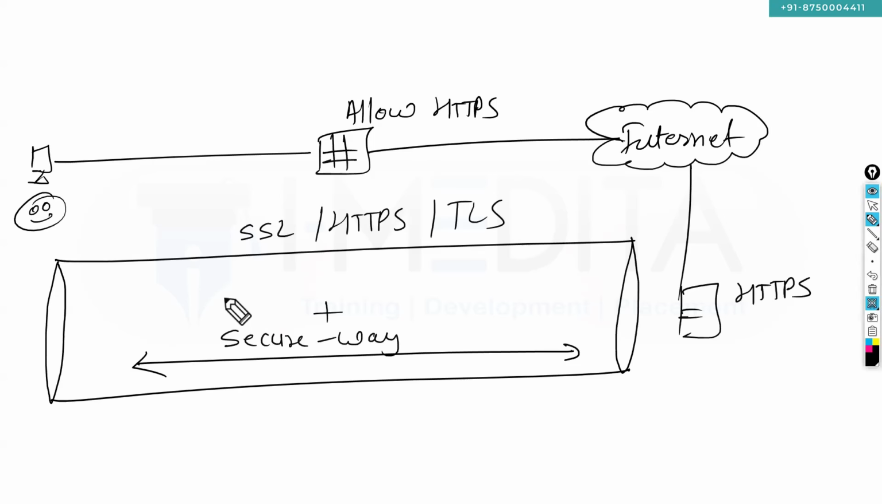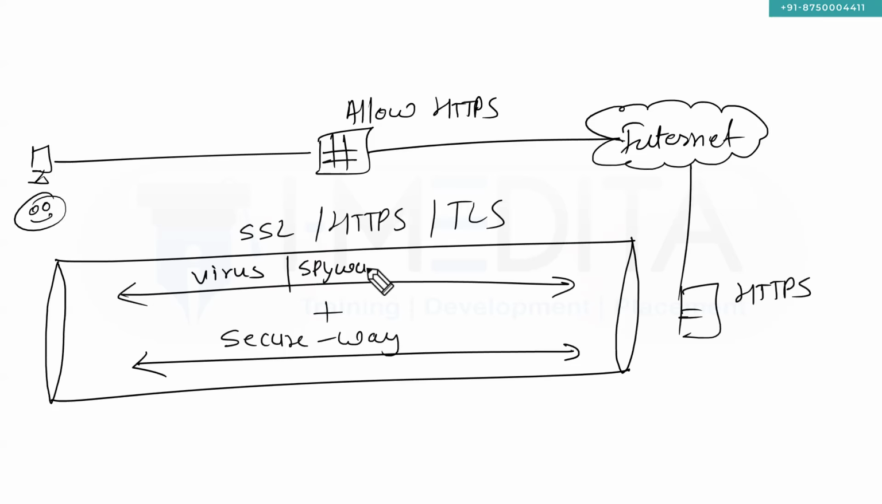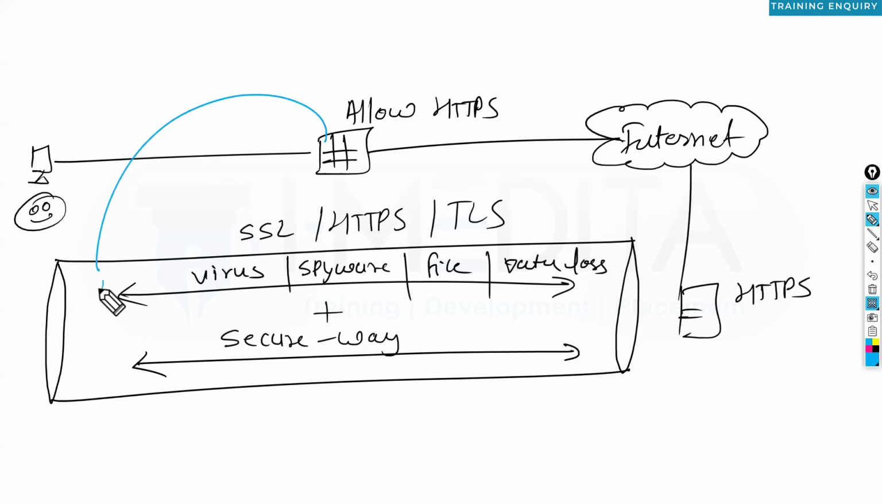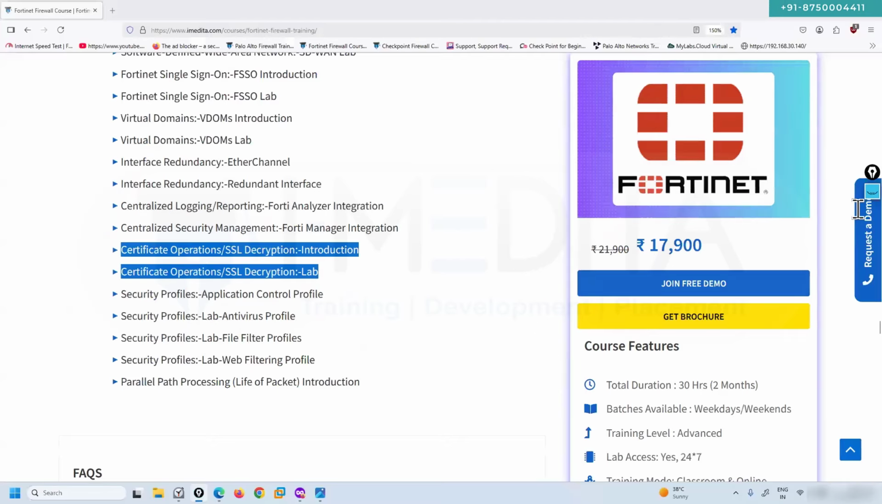But along with secure communication, this user can also do malicious activities, like the user can download virus, spyware, file exchange, or there can be data loss with the help of this tunnel. Now we want our firewall to be capable of seeing what is going on under the SSL tunnel, and if something is suspicious, block it and only allow secure communication. To do so, your firewall should have the capability of SSL decryption, or HTTPS inspection.